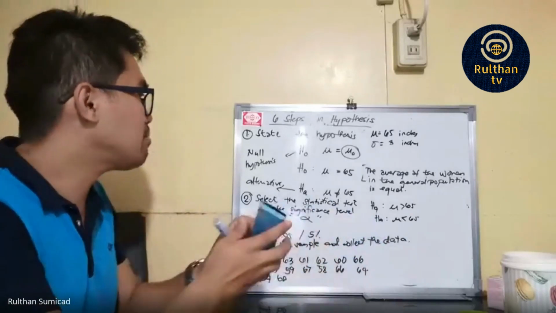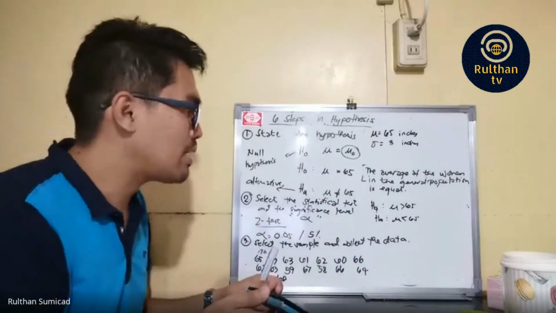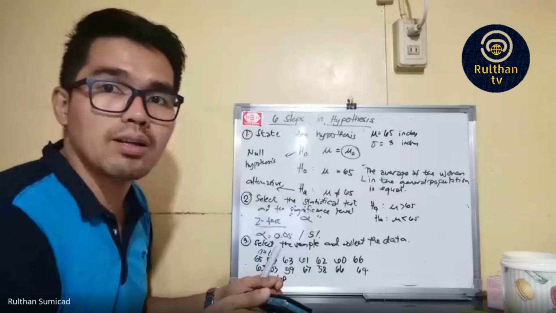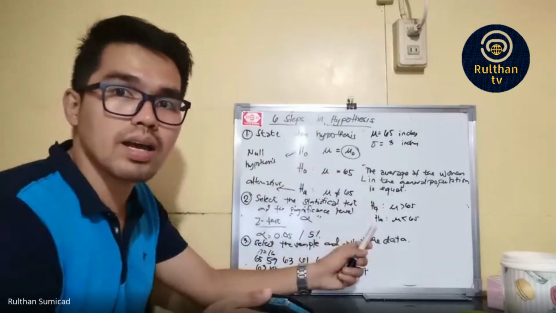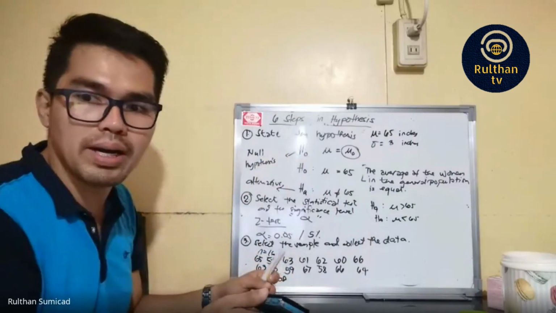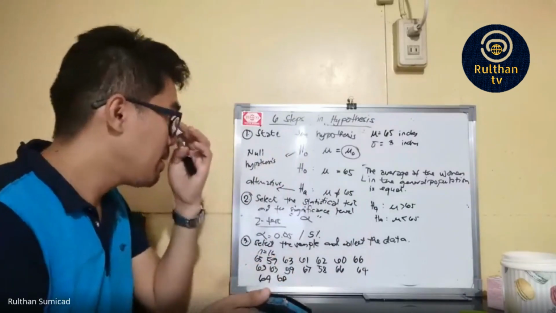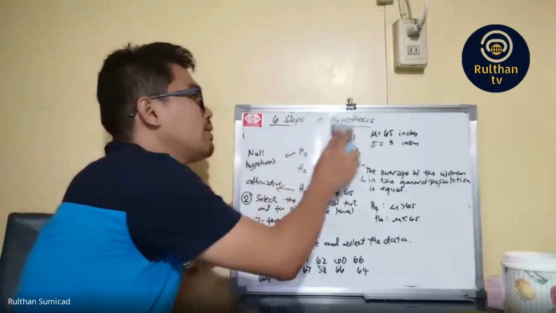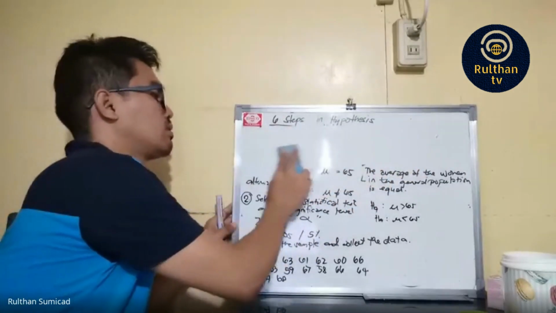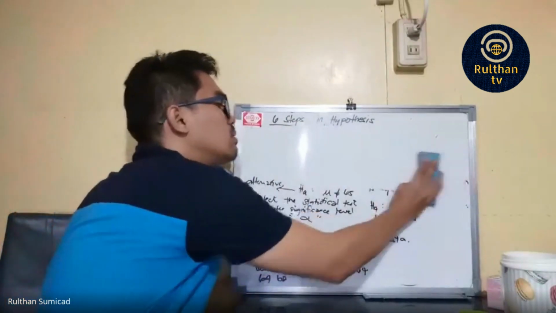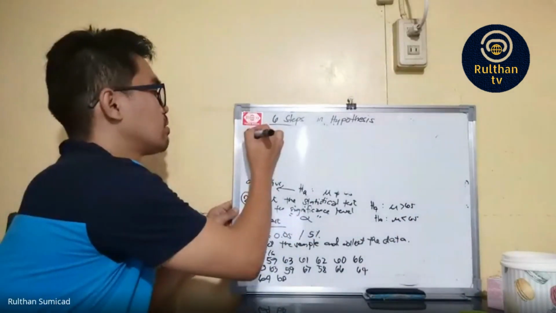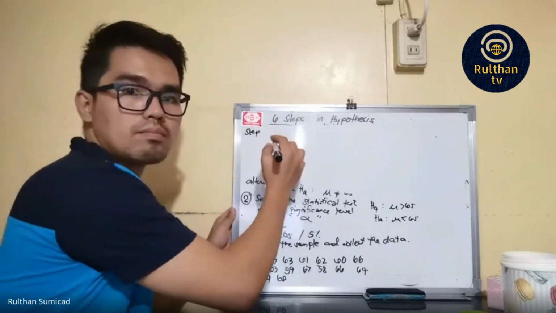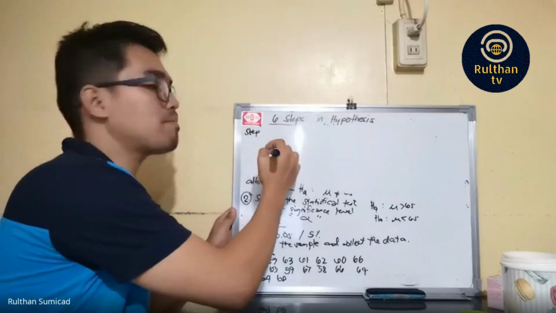Now we're done with these steps. We are going to move now to step four. Take note of our values, the values that we have for our data here. So next, step four. Step four is to find the region of rejection.